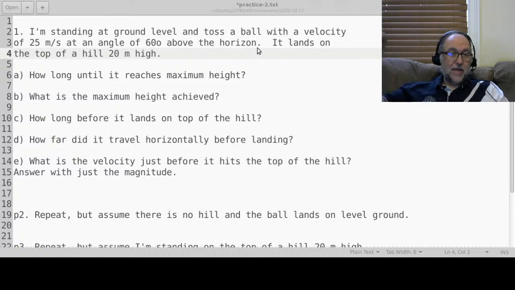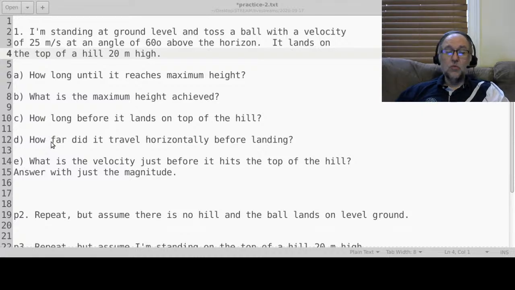The ball goes up, comes down, and on the way down, it lands on the top of a hill, which is 20 meters high. Okay, so 5 questions. Question number A is how long until the ball reaches maximum height? And question number B is what is maximum height? Let's do A and B together first, because they both have to do with maximum height.